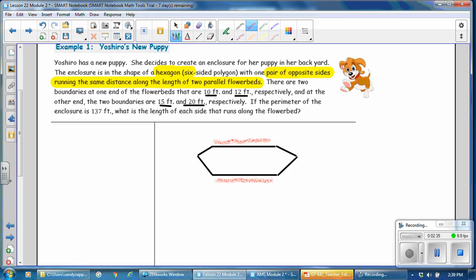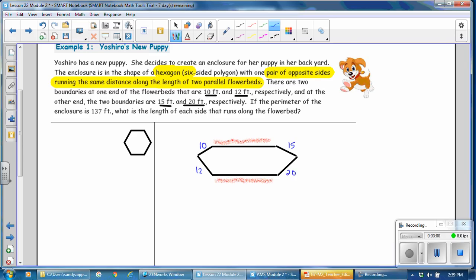So it is in the shape of a hexagon, and generally you're used to seeing a hexagon that would look like this with 6 sides. And that's a regular hexagon where all of the sides are the same length, but clearly these are not all the same length. So now let's label all of the side lengths. This one was 10 feet, and this is 12 feet. And 15 feet and 20 feet.